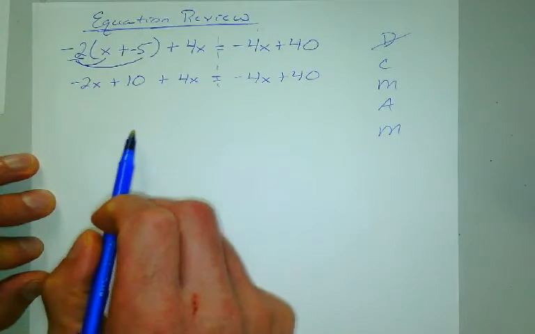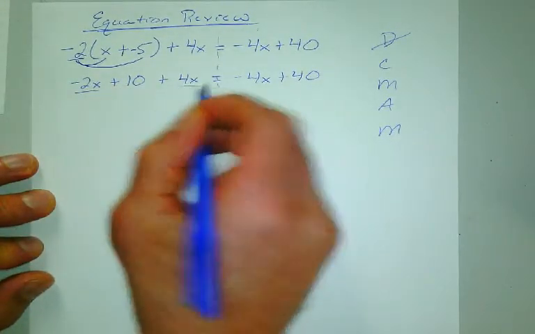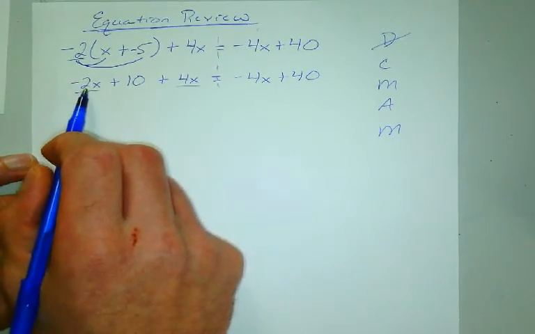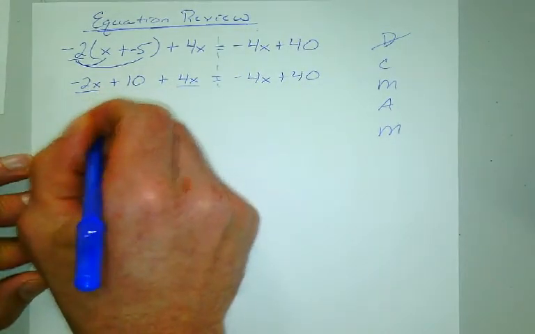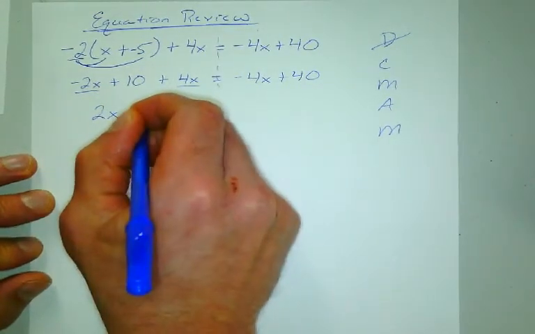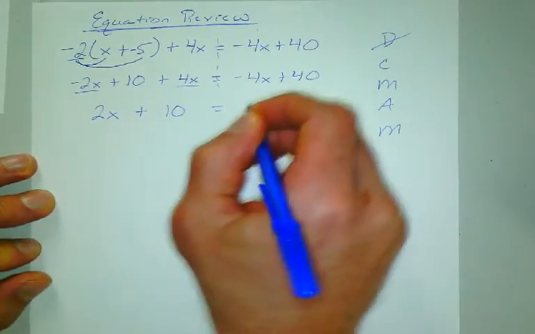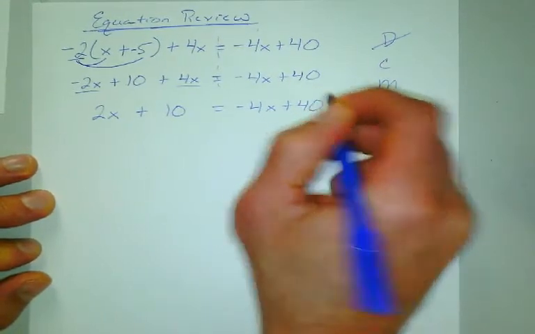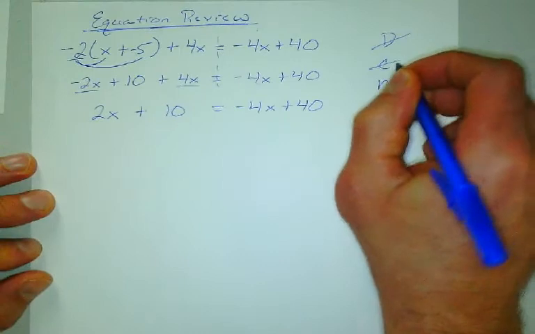C, combine. We're going to combine any like terms we have on each side. So we've got -2x and 4x on the left. Those are like terms. They both have x's. So -2x plus 4x gives us a +2x. So 2x plus, now we're going to carry down that 10, equals -4x + 40. These two were not like terms, so we did not combine them.